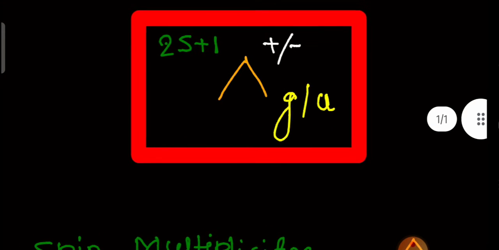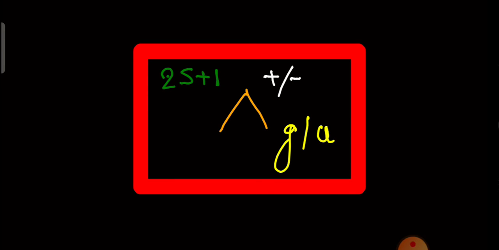Now this is the symbolic representation for the diatomic system. Here 2S plus 1 is called the spin multiplicity. The Lambda is called the quantum number, where the plus or minus sign is the orientation with respect to the wave function.